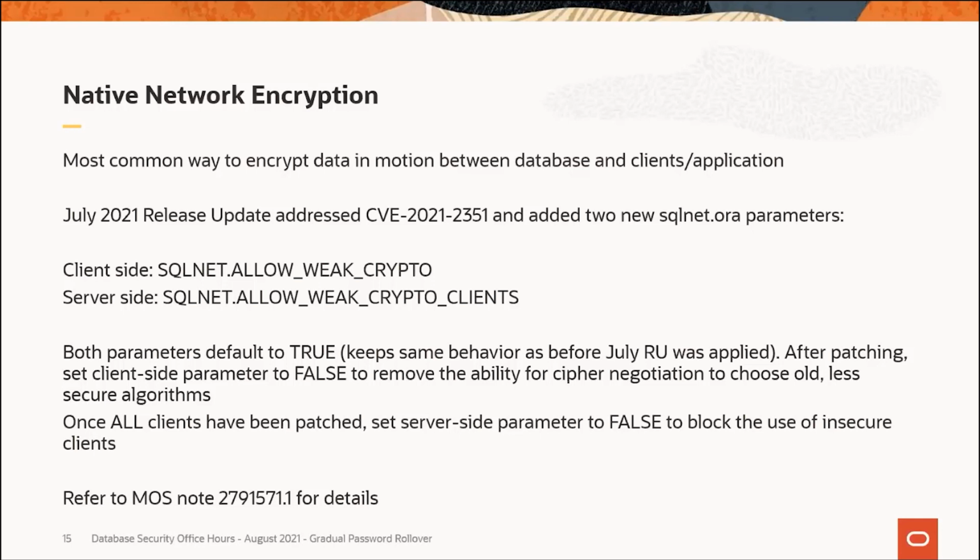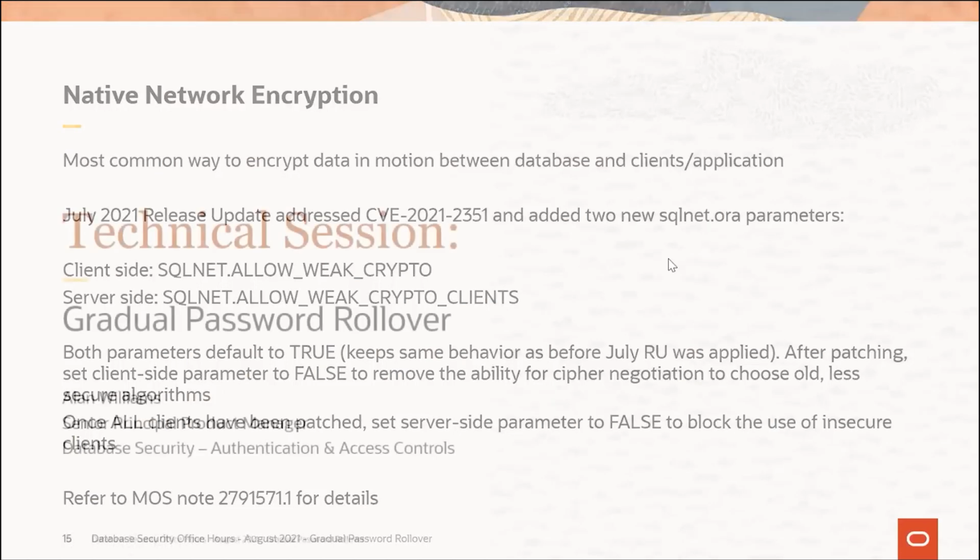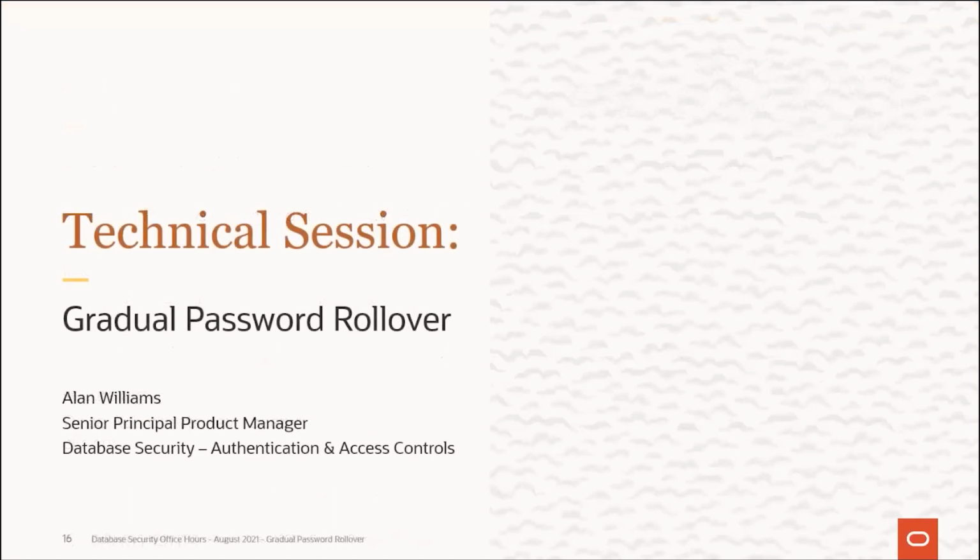So the first one is just eliminating weak ciphers. The second one is once you're sure you've got all of your clients patched, you turn this to false. And now if someone tries to connect with an insecure client that still has the CVE 2021-2351 vulnerability, then that connection will be rejected. Okay. If you'd like more details on this, I've got the My Oracle Support note that describes it at the bottom of the screen. That's 2791571.1. Okay. And that is it for announcements. I'm going to turn it over to you, Alan.